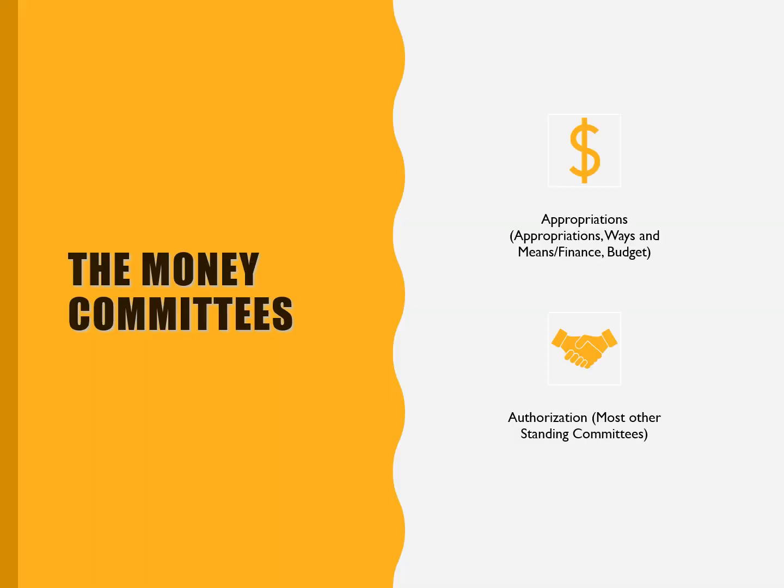Now, the best committees, the so-called money committees, are the Appropriations Committee for the House and the Senate, the Ways and Means Committee, which is the House committee that is in charge of taxes. The Senate committee in charge of taxes is called the Finance Committee, and then the Budget Committee.